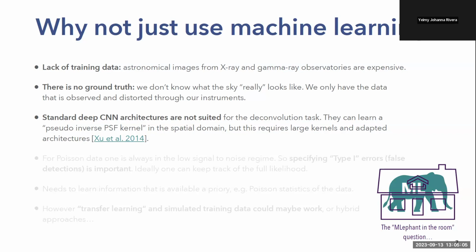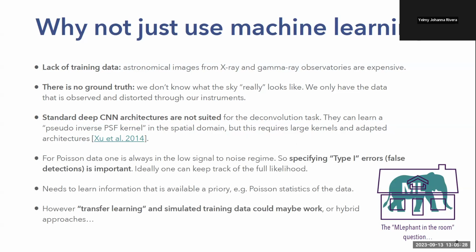And then there are the specific technical details. Standard convolutional neural network architectures are not really suited for the deconvolution task, because what you would need to learn is something like an inverse PSF kernel in the spatial domain. This requires really large kernels and adapted architectures. This was shown by Xue et al.